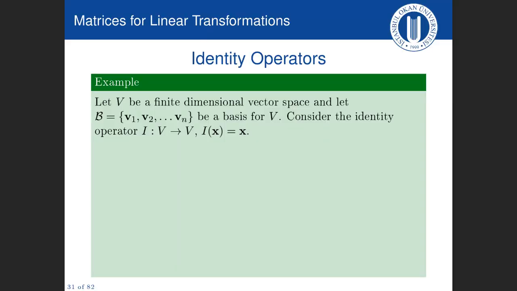Let's talk about identity operators. Let's suppose V is a finite dimensional vector space, any finite dimensional vector space, and let B be a basis for V. We're going to be considering the operator I from V to V, which maps every vector x to itself. But then if it maps every vector to itself, then it does the same thing for V1 up to Vn. I of V1 is V1, I of V2 is V2, etc.